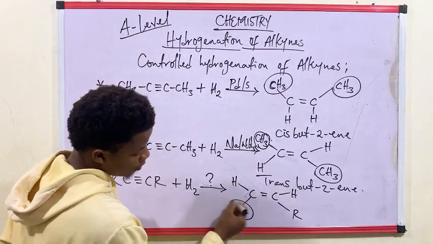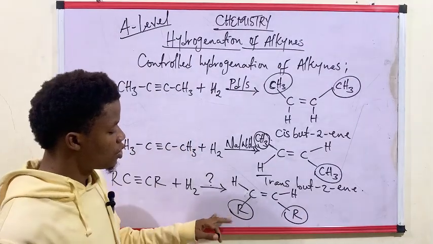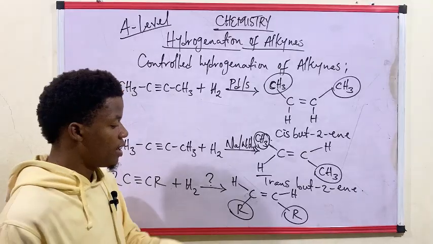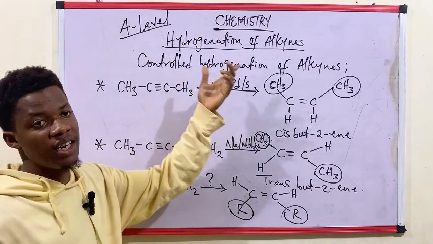Now we have these two on the same side, R group. R is an alkyl group. So we have two alkyl groups on the same side. They are going downward. So that will tell you that it is Lindlar's catalyst.